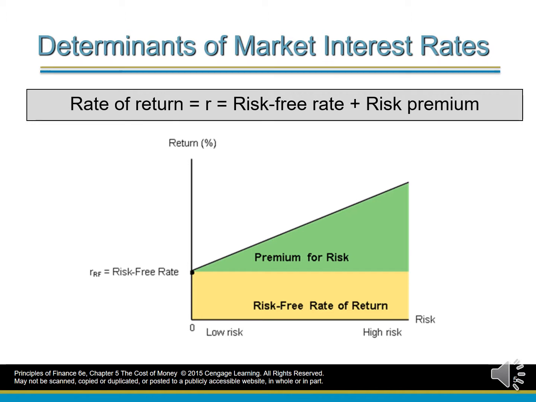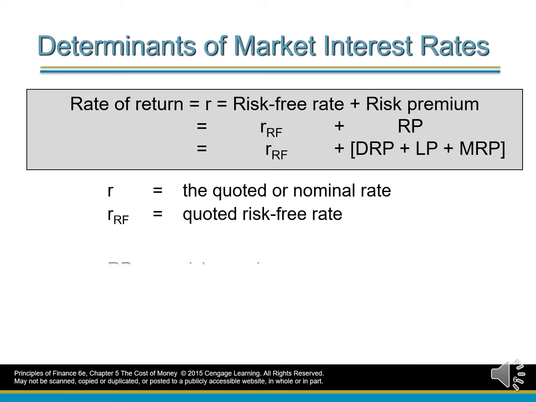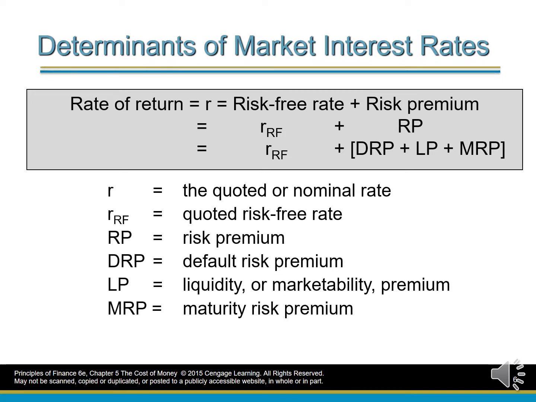Determinants of market interest rate. The rate of return equals risk-free rate plus risk premium. Risk premium includes default risk premium, liquidity premium, and market risk premium.